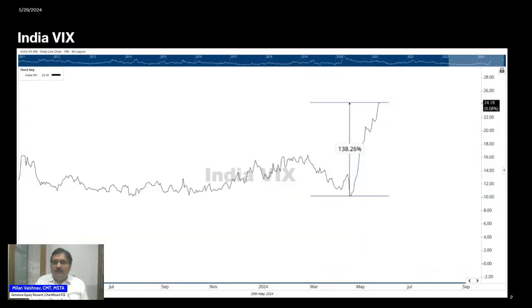So to begin with, my focus would be on VIX, which has been relentlessly rising over the past couple of weeks. Normally, indices and VIX share an inverse relation. Generally, when the key indices rise, VIX comes down, and vice versa.